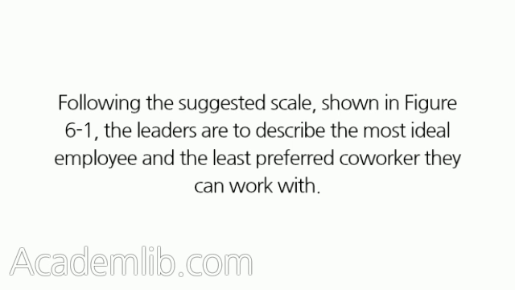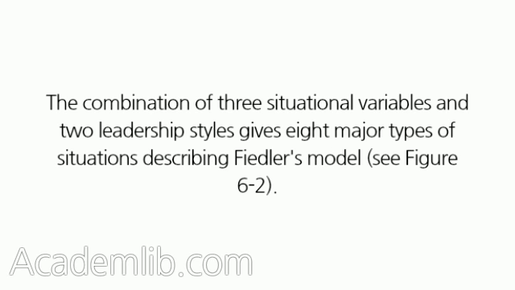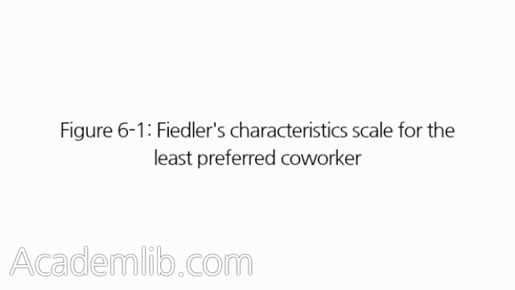Following the suggested scale, shown in Figure 6.1, the leaders are to describe the most ideal employee and the least preferred coworker they can work with. Finally, the overall number of scores gained by the leader shows him being oriented toward one of the 2 styles: relations-oriented, high LPC, or task-oriented, low LPC. The combination of 3 situational variables and 2 leadership styles gives 8 major types of situations describing Fiedler's model. See Figure 6.2. Figure 6.1, Fiedler's characteristics scale for the least preferred coworker.